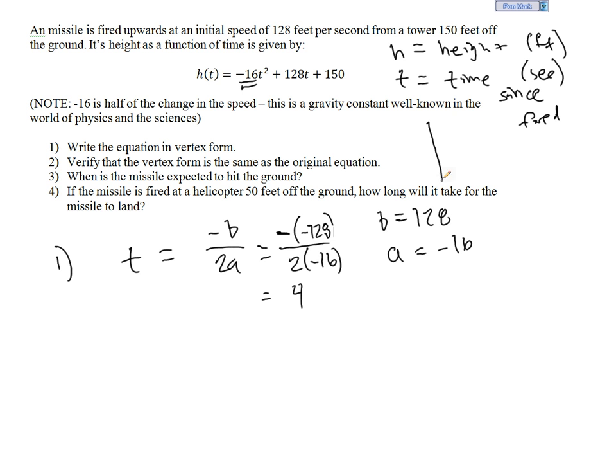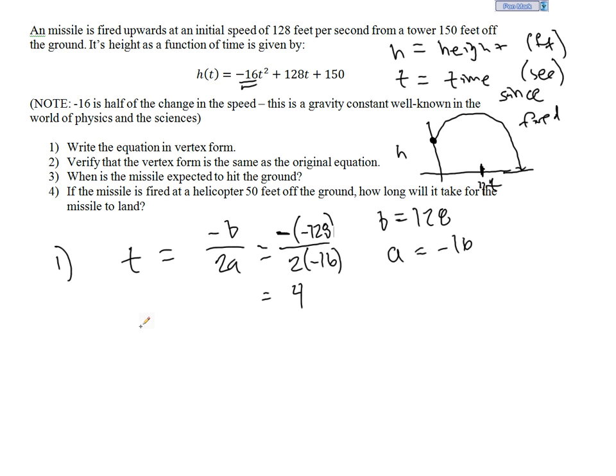Oh, and by the way, how does this thing look? Well, we start at 150 feet. It's fired upwards, and the rate of change is decreasing, eventually going to come down and hit the ground. So this is height and this is time. Okay, so at 4 seconds, we're claiming that that's when a maximum occurs.